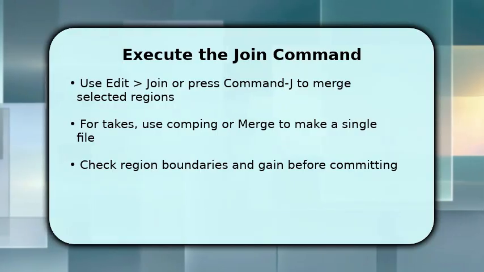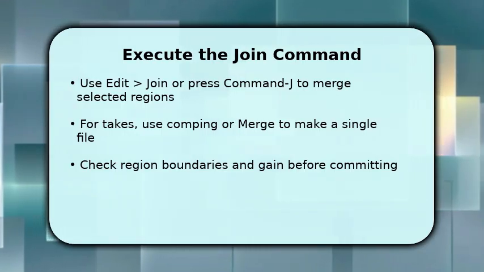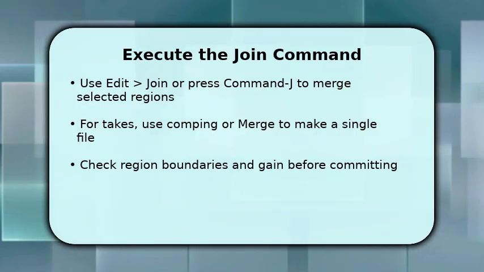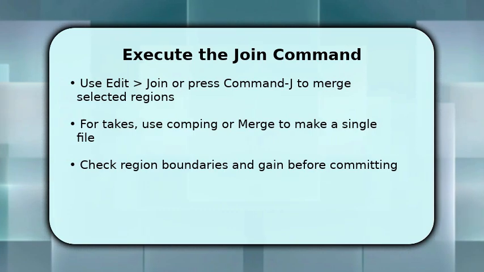For take folders, open the take and use Merge or click Comping options to consolidate chosen lanes. Make sure to normalize or check gain if levels differ. Joining won't automatically adjust mismatched levels, so you may need a quick clip gain fix.